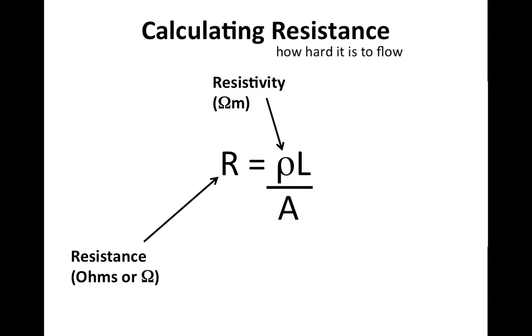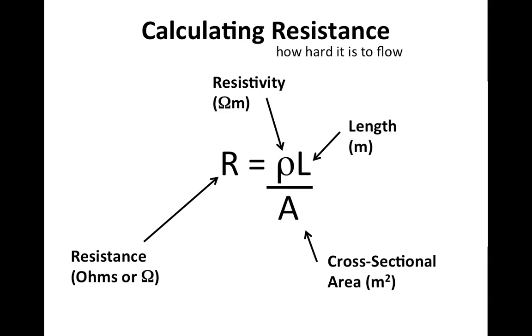Rho is resistivity, and the units are ohm meters, and resistivity depends on the material. For example, rubber is going to have a really high resistivity because it is going to really block electricity, whereas metals will have extremely low resistivities. L is the length of your either wire or pipe. Again, think of the pipe analogy. The longer the pipe, the higher the resistance. So L is length in meters.